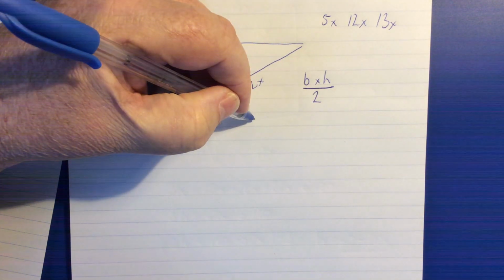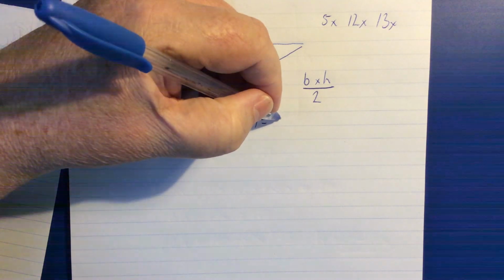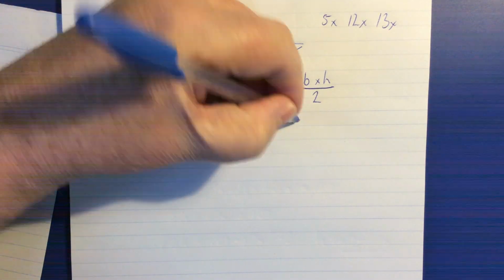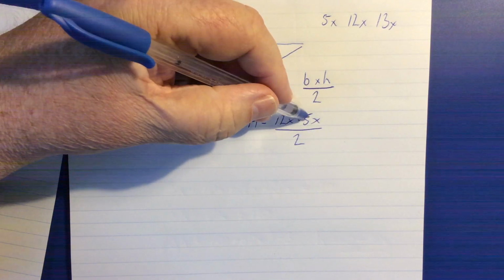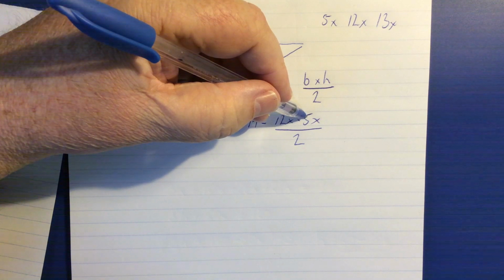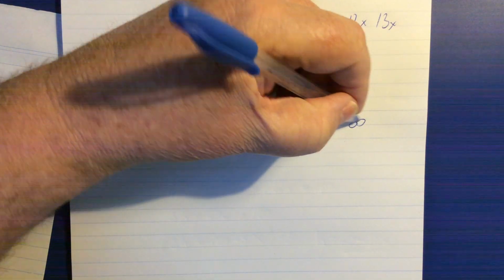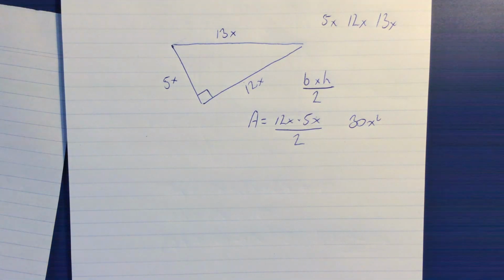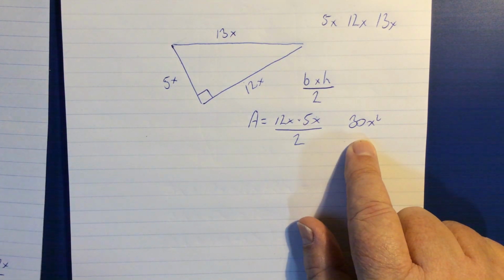So the area of this is equal to 12x times 5x over 2. Now, 12 5s are 60. 60 divided by 2 is 30. And x times x is x squared. Okay. We have the area of the base.